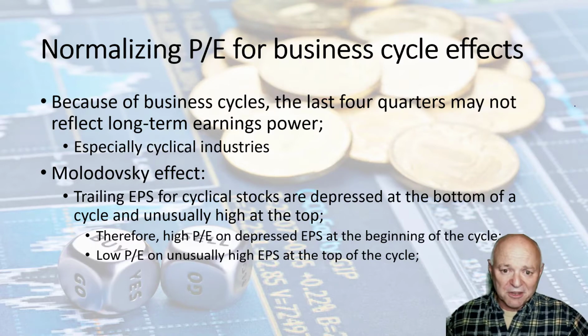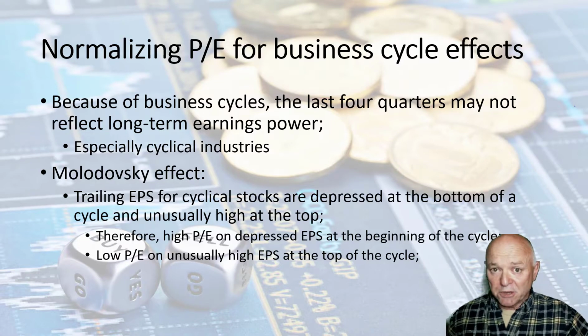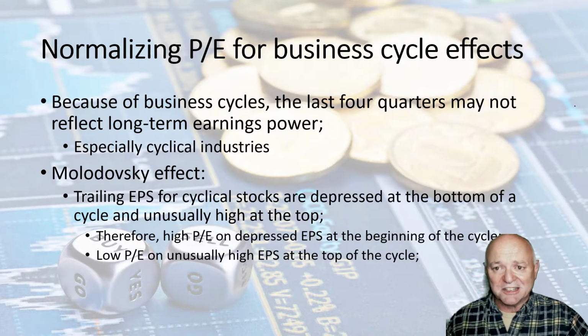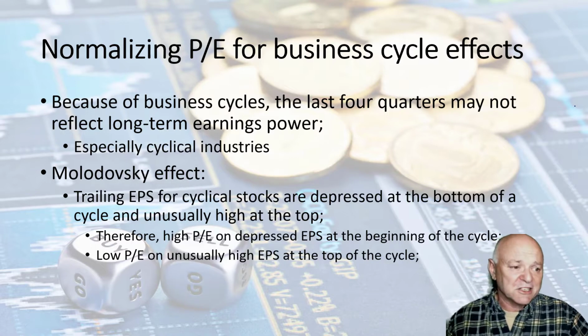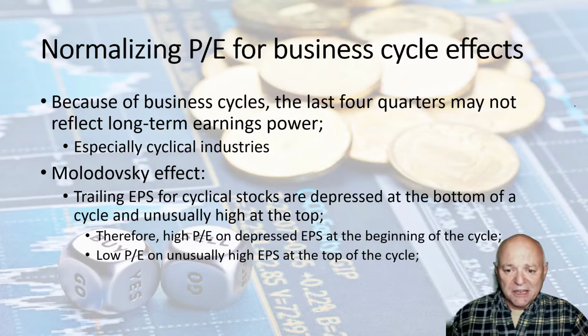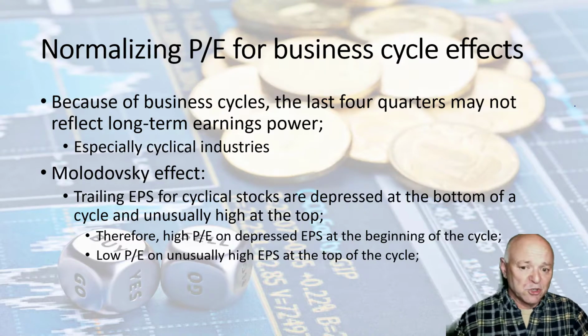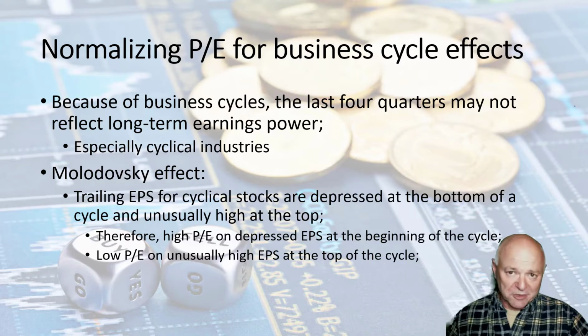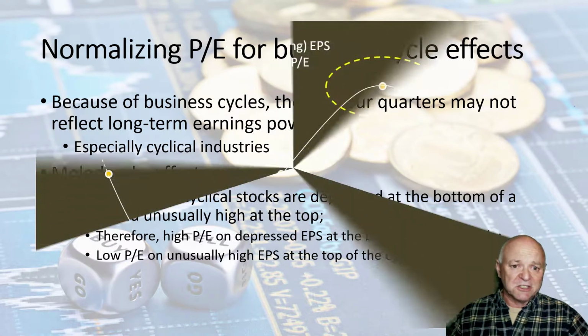In fact, we describe the effect of especially pro-cyclical businesses as being something called the Molodovsky effect. Now, this was something that was originally identified in 1953 by Nicholas Molodovsky, and he essentially said that trailing EPS for cyclical stocks are depressed at the bottom of a cycle and unusually high at the top of a cycle. So we have too high of a price earnings multiple at the beginning of a cycle and too low of a price earnings multiple at the top of a business cycle, especially for pro-cyclical businesses.